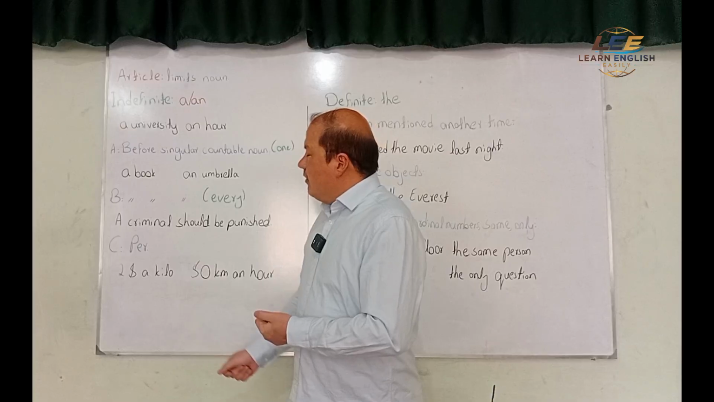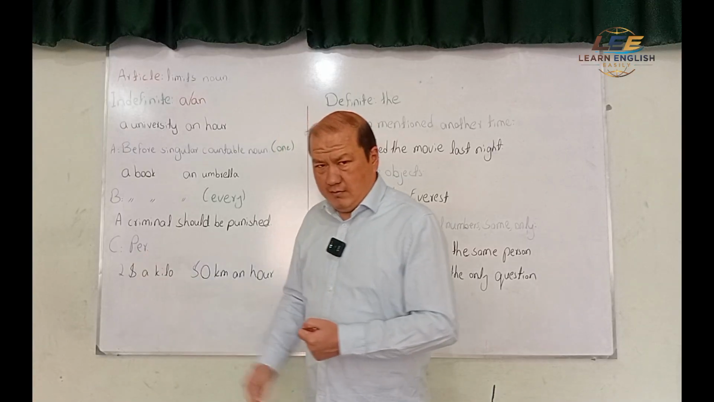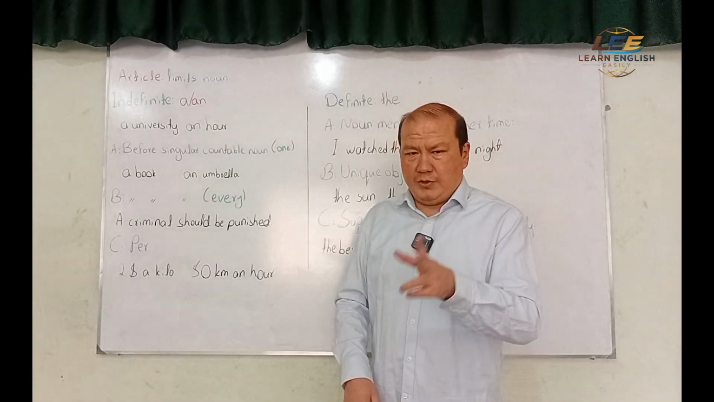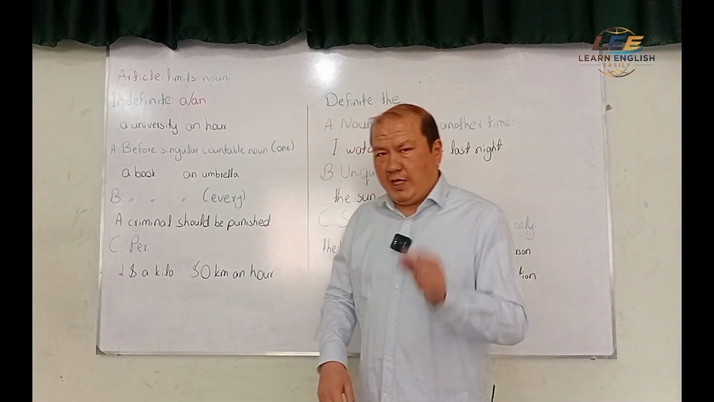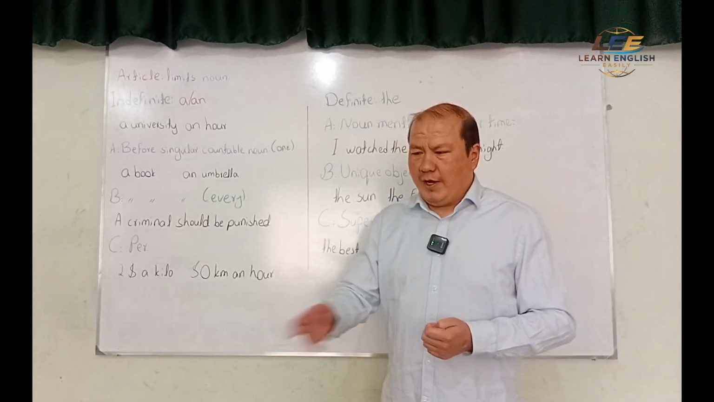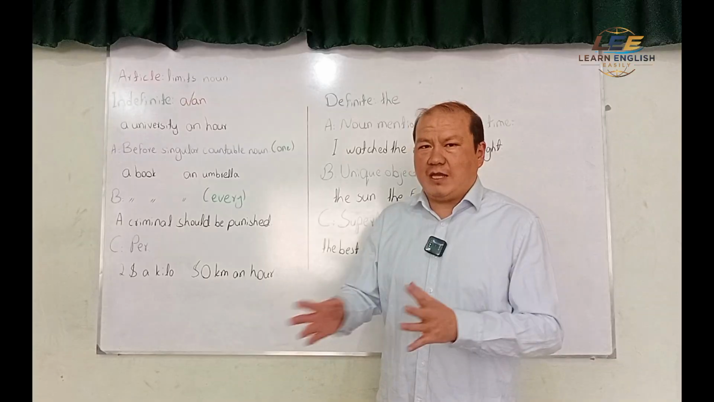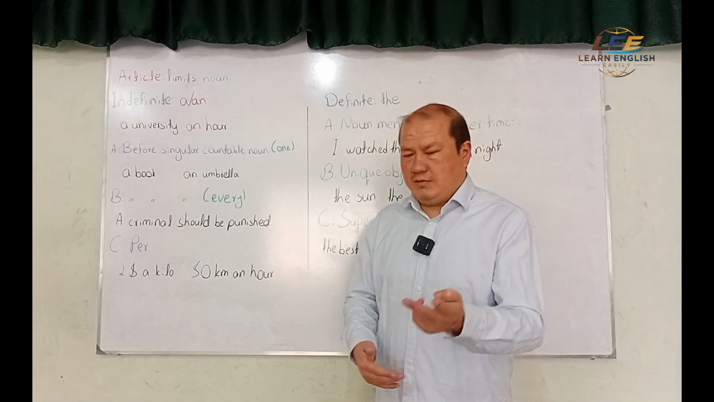Third meaning of the indefinite article: it is "per." Yes, it's per unit, this and that. For example, "$2 a kilo" means $2 per kilo. You want to buy something, so you ask how much it is, and they say "$2 a kilo," meaning $2 per kilo.